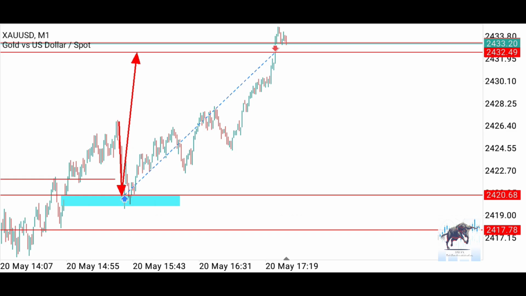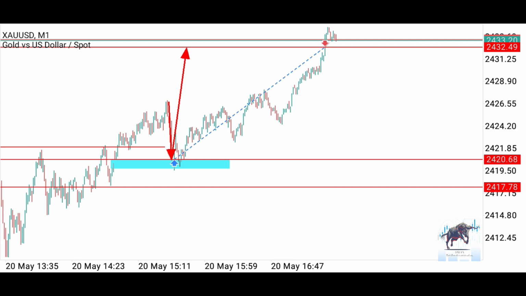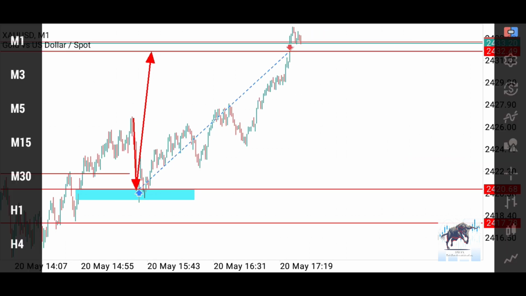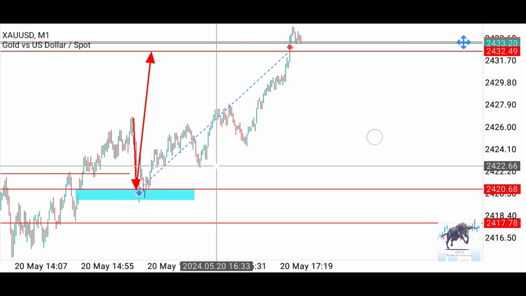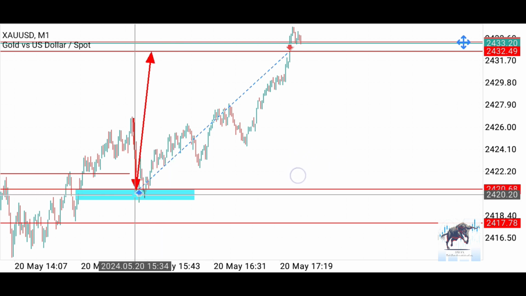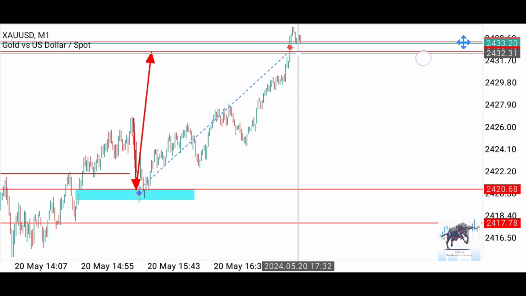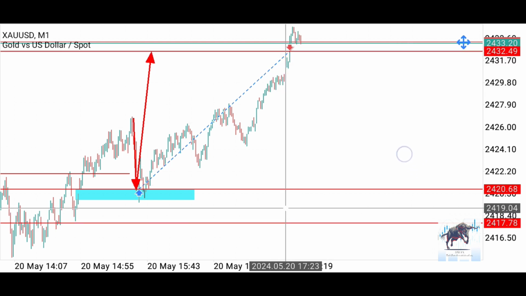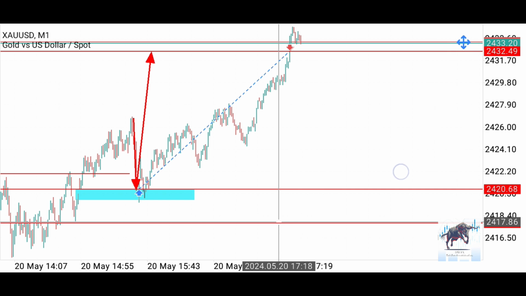So basically guys, as you can see, we are on the 1 minute time frame right now. I was just moving the recorder. We are looking at gold. I entered right there and my TP was hit right there and my stop loss was right there.